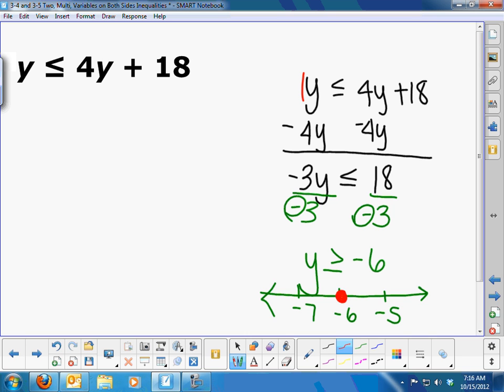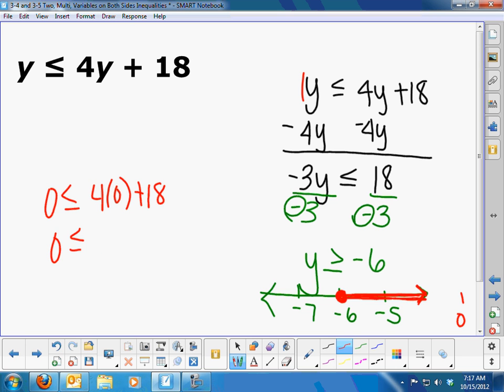Closed, that is going to be pointing to the right. I'm going to shade all the values that are greater than -6. A number that's greater than -6 that would be easy to test would be the number 0 way over here. So let's test it. Is 0 less than or equal to 4 times 0 plus 18? Well, 4 times 0 is 0, so 18. Is 0 less than 18? That is true, so I know I've shaded the right area.